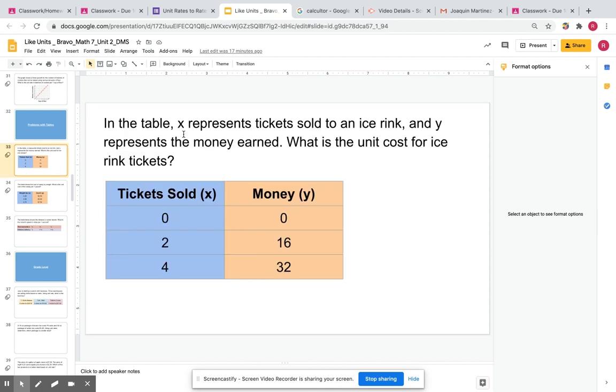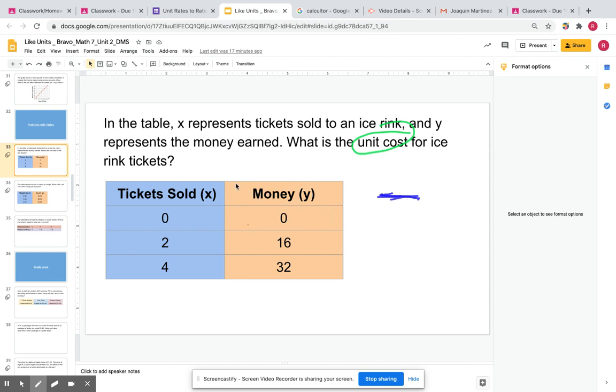All right. So in the table, X represents the tickets sold to an ice cream rink, and Y represents the money earned. What is the unit rate or unit cost for ice cream rink tickets? So before you even do anything, what are you finding? What is the question asking you to find? Hope you're quickly able to identify they're asking for the unit price or unit rate. So with that in mind, we're gonna set up a fraction. But a lot of you are gonna probably have trouble setting up this fraction.